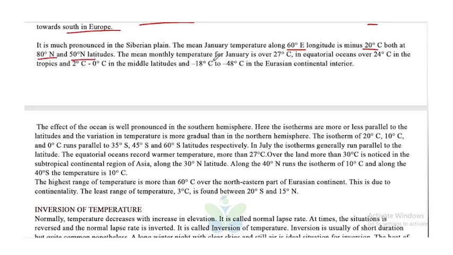The mean monthly temperature for January is over 27 degrees Celsius in the equatorial oceans, over 24 degrees Celsius in the tropics, 2 degrees Celsius to 0 degrees Celsius in the middle latitudes, and minus 18 degrees Celsius to minus 48 degrees Celsius in the Eurasian continental interior.